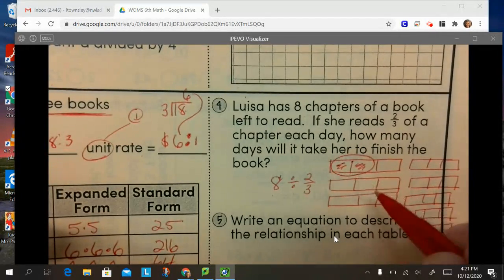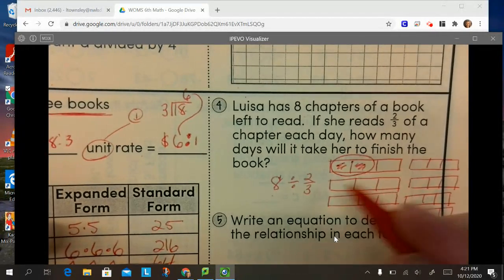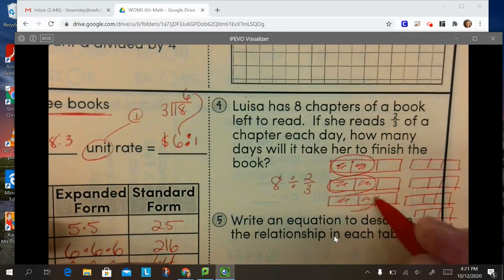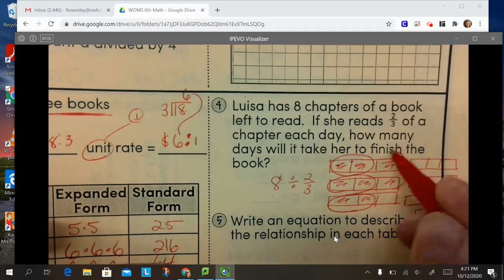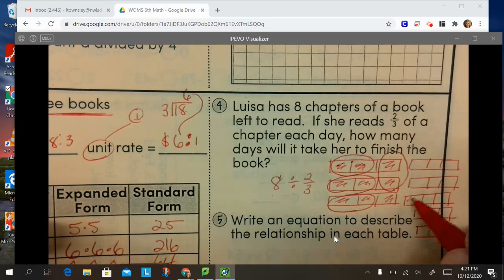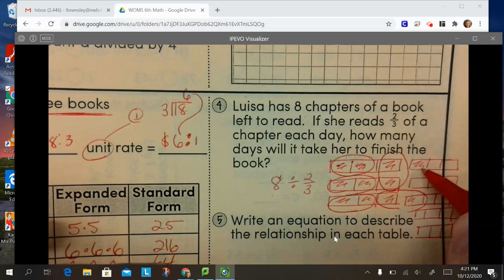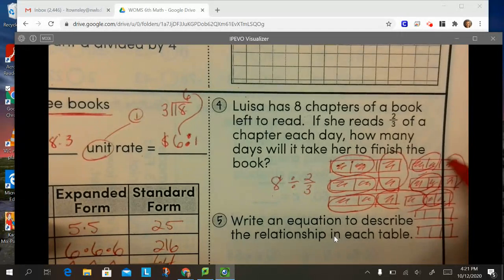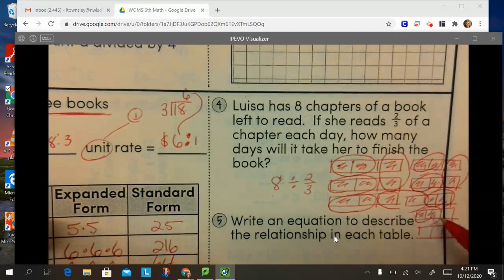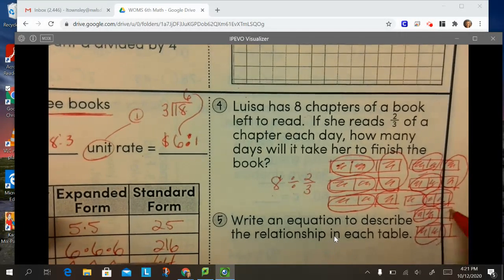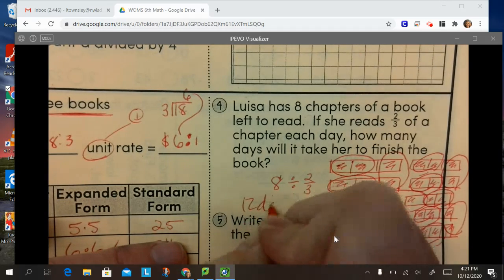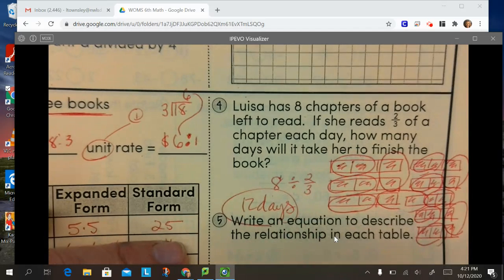Where there's 1/3, 2/3, so that's 1 day. 1/3, 2/3, there's 2 days. There's 3 days. There's 4 days. There's 5 days. There's 6 days. There's 7 days. There's 8 days. There's 9 days. There's 10 days. There's 11 days. And there's 12 days. Okay, so it takes her 12 days to read the book.